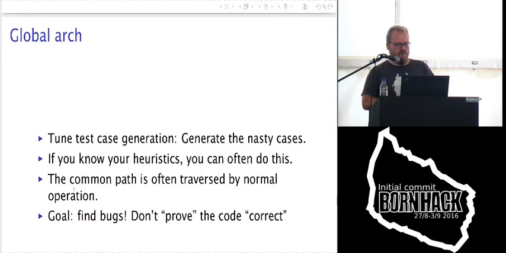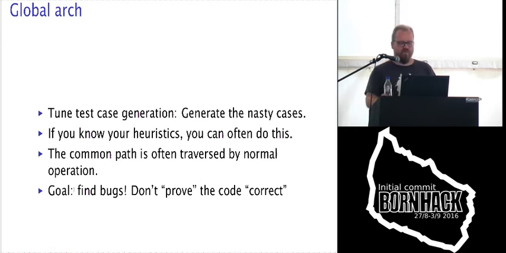So as I said, when you generate test cases, you want to tune them. You want to generate all the nasty cases. You don't want to generate the common cases in your generated tests, because if you just use the system, you will be traversing that code path all the time. What you want to do is force the system to do things that are not that common, right? If you know a bit about the common cases that usually go wrong in such systems, you can tune your heuristics such that it tends to find bugs very, very quickly. The goal here, and I want to stress this, is to find bugs. It's not to prove that the code is correct.